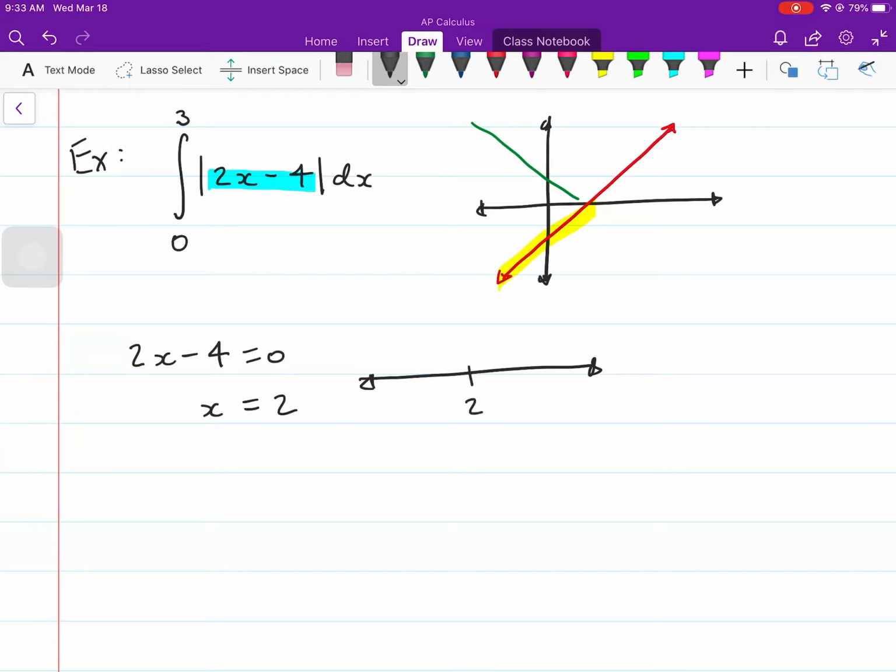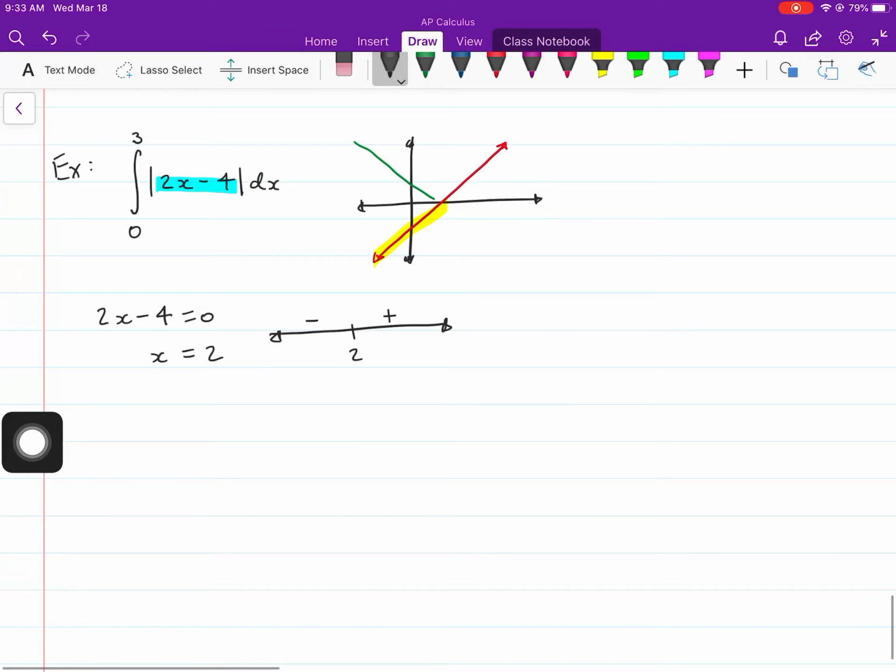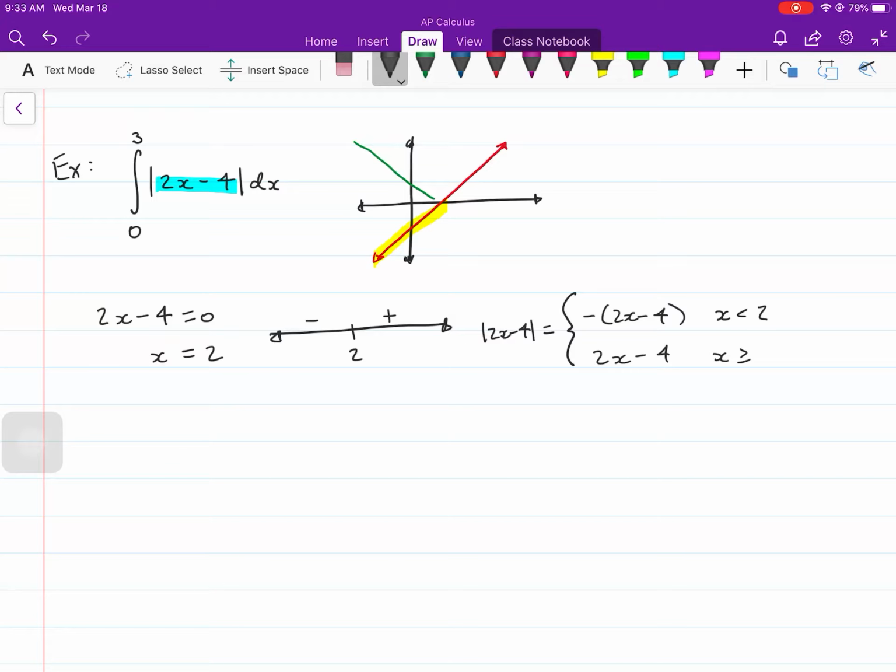Then we do our number line test, just like a first derivative test, just not on the derivative. We're doing it literally on the function 2x minus 4, so we don't have to derive it or anything like that beforehand. Plug in a 0 and you get a negative, and if you plug in a 3, 6 minus 4 is a positive. So if you were to think of this as a piecewise function, the absolute value of 2x minus 4 would be negative (2x minus 4) when x is less than 2, and it would be positive 2x minus 4 when x is greater than or equal to 2.